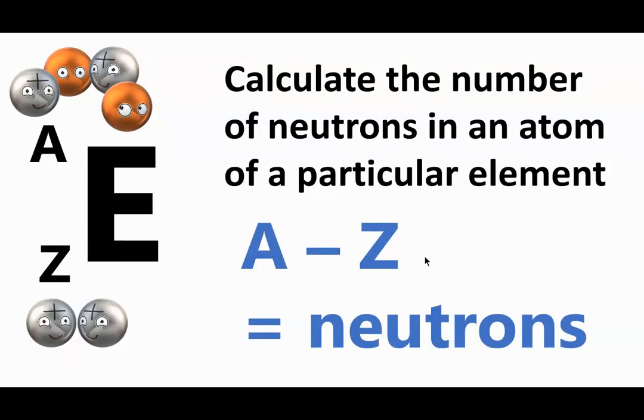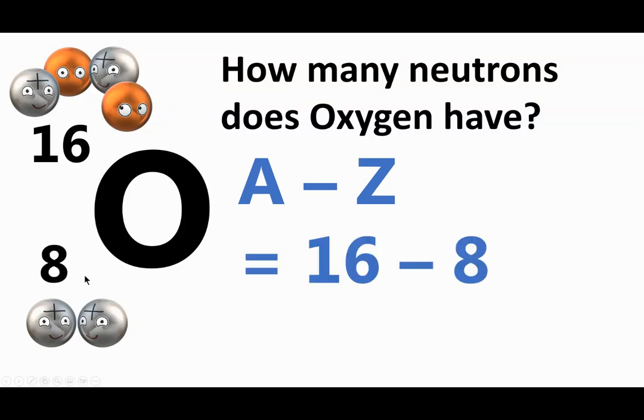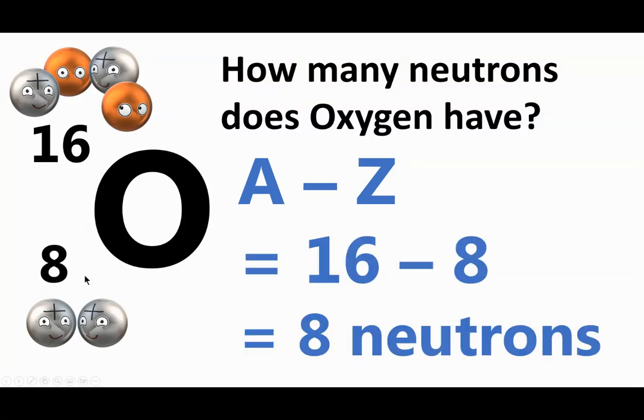So we say the mass of an atom is based on the number of protons and the number of neutrons. So if we had to calculate the number of neutrons in an atom of a particular element, then we take the mass number, which is A, and subtract from A the atomic number Z. So A subtract Z will equal the number of neutrons for that particular atom. So for example, how many neutrons does oxygen have? Oxygen in this case has a mass number of 16 and an atomic number of 8, which we get from the periodic table. So A subtract Z is 16 subtract 8, so we have 8 neutrons.